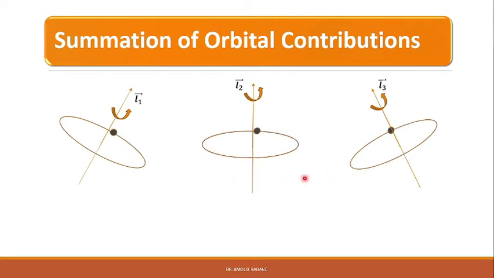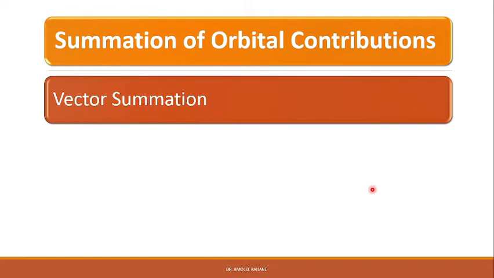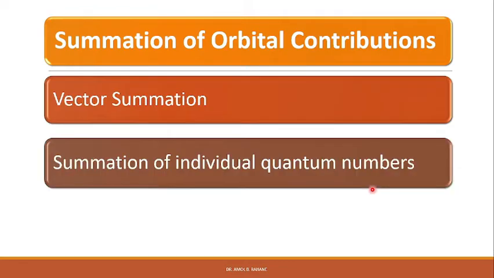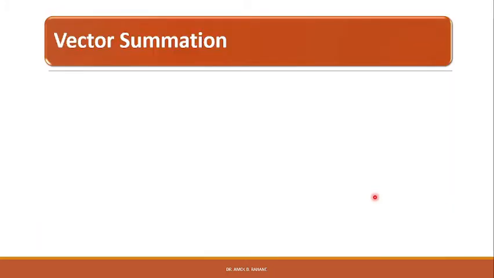When we have two or more electrons, the orbital angular momentum for each electron points in different directions. So we can add up the orbital momentum for two or more electrons by several ways. There are methods by which we can deduce the various allowed values of J vector for particular L vector and S vector values for electron. These methods are vector summation, summation of individual quantum numbers, and summation of Z component. So let us first see the vector summation.